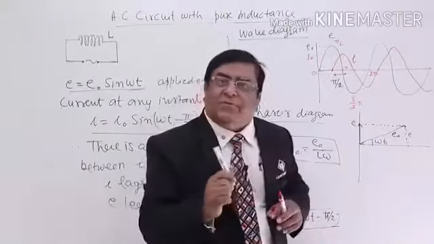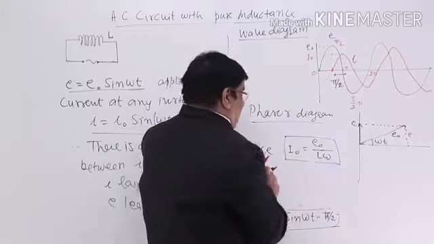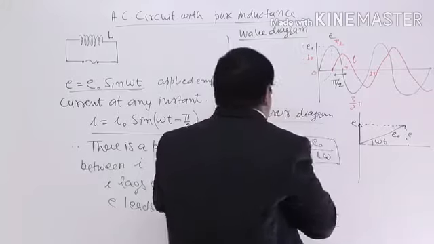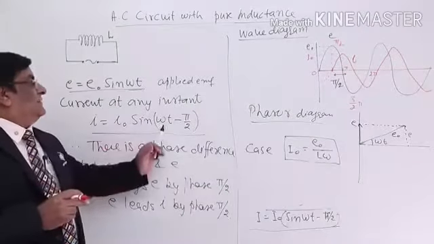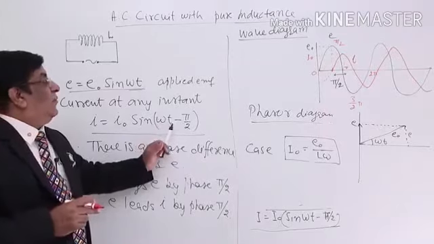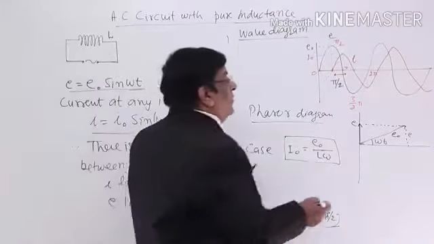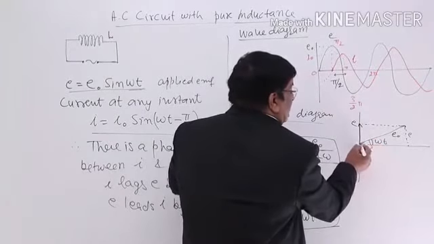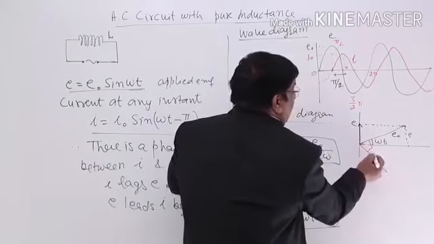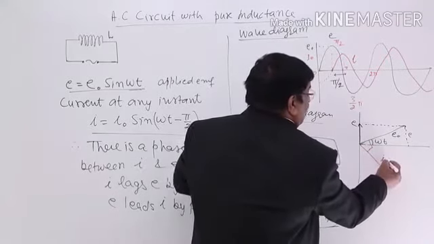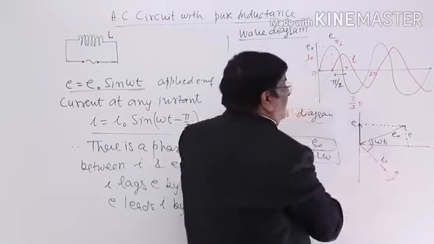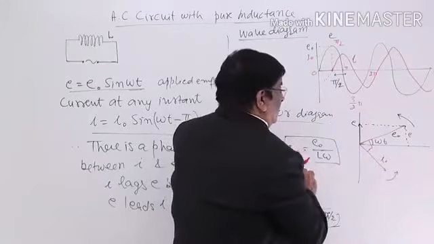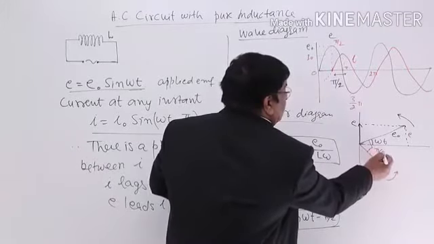Where is the phasor diagram of current? The phasor diagram of current is here. How much is the phase of current? The phase of current at time t is omega t minus pi by 2. So we go to omega t and then come back by pi by 2, that is 90 degrees. So this is the phase of I. I naught is rotating here and E naught is rotating this way. How much is the phase difference between the two? The phase difference between the two is pi by 2.